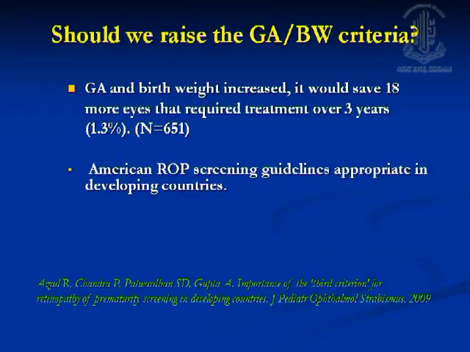18 more eyes out of a total of 1300 eyes over a period of 3 years if you raise these guidelines. So we believe that the American ROP screening guidelines, which is 32 weeks, 1500 grams, are appropriate in our countries as well, if we continue to follow the third criteria, which is, the neonatologist, if he believes the child is highly susceptible to ROP, brings these children also into the ROP screening program.